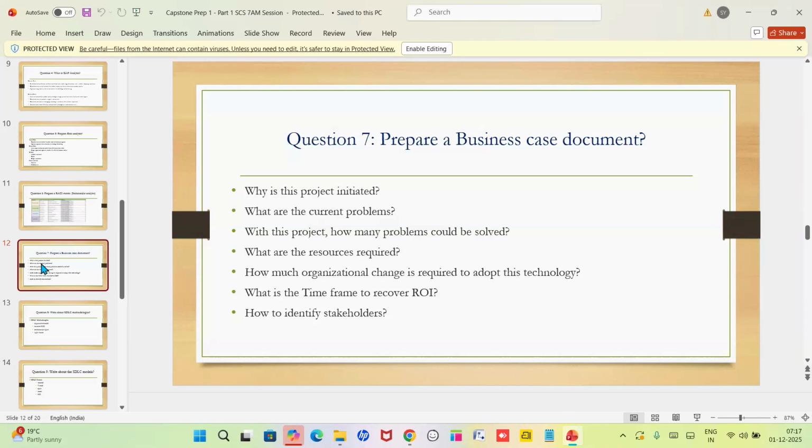For example, why is this project initiated? In the market there are fewer websites for fashion, right? So Mr. Anthony wants to develop a website with accessories and all. So this is the way we need to analyze why the project is initiating and what the current problems are. All these things we need to find out in this business case document.